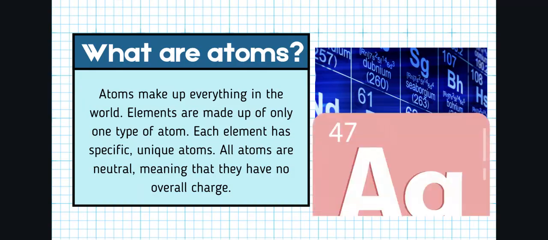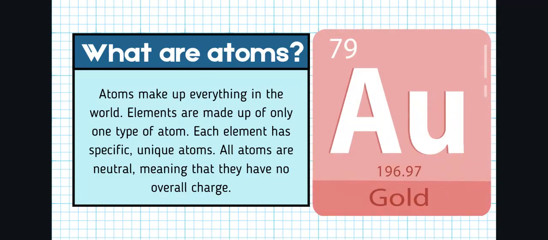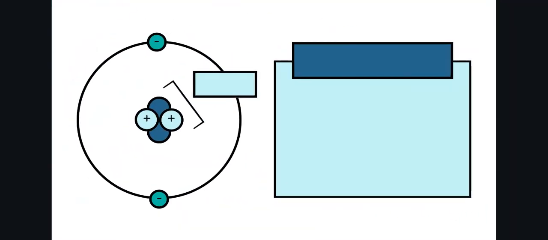This means that a silver atom with 47 protons cannot become a gold atom with 79 protons. This also means, due to their quantum spin, that all atoms are neutral, meaning they have zero charge. Also, now that we've decoded that, we can finally get started with talking about the nucleus.